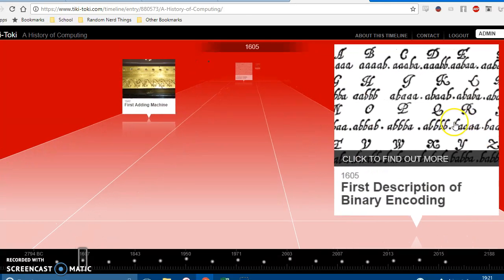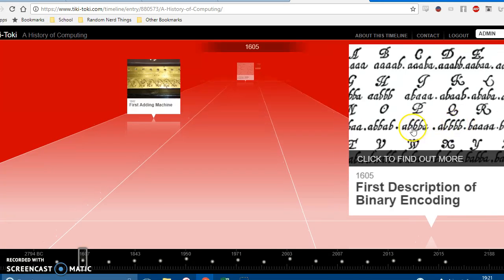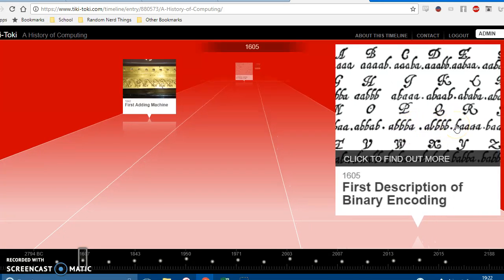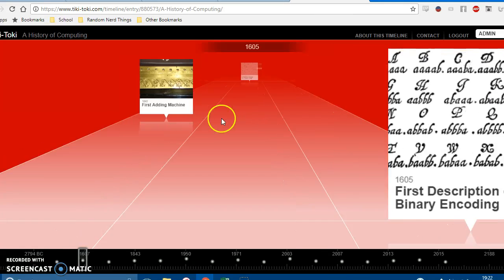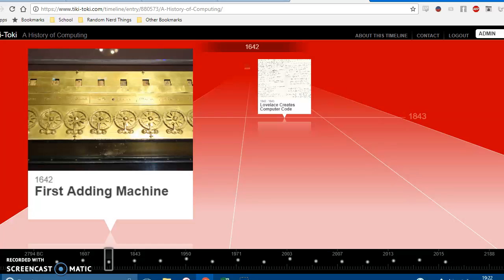Binary encoding, using 2 different symbols to represent all the possible symbols. In this case, it was using A's and B's to represent all the letters of the alphabet. In most computing cases, it's ones and zeros. The first adding machine was a mechanical device which allowed users to add, subtract, multiply, and divide.